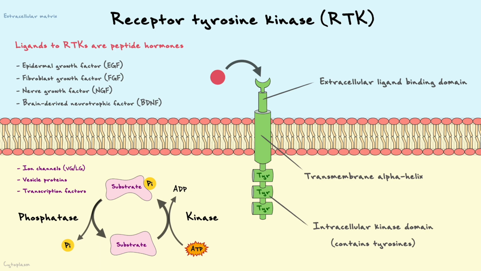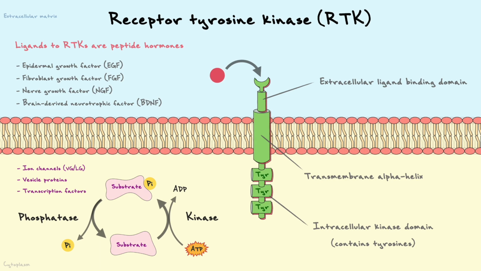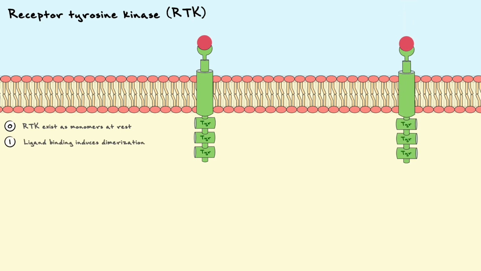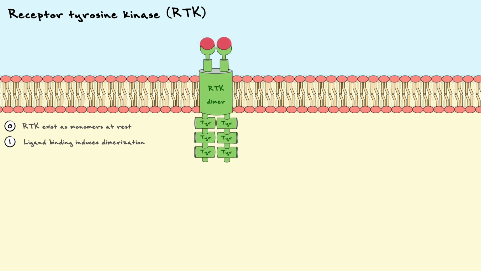Now, let's see how these receptors get activated. At rest, when the RTK has no ligand bound to it, a good majority of RTKs exist as monomers. When two separate monomeric receptors bind to their respective ligands, it causes dimerization between the two.